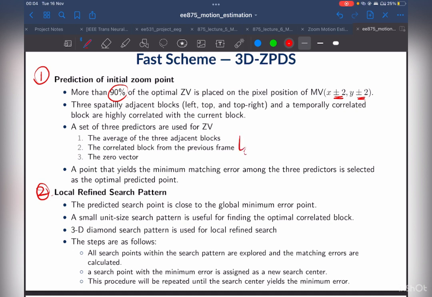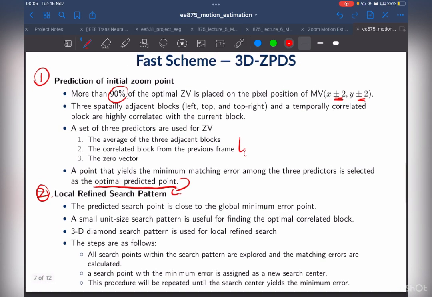These 3 are used to predict the initial zoom point. The point that yields the minimum matching error among these 3 predictors is selected to be the optimal predicted point and further used in the second step. Okay, we know that that point is close to the global minimum error point. So a small unit size search pattern is useful for finding the optimal correlated block.